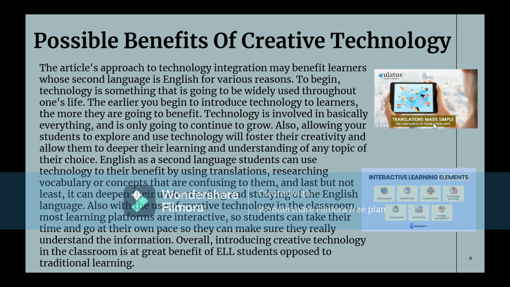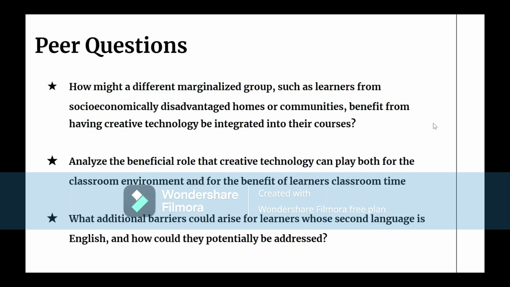My first peer question is, how might a different marginalized group, such as learners from socioeconomically disadvantaged homes or communities, benefit from having creative technology integrated into their courses? The second is, analyze the beneficial role that creative technology can play both for the classroom environment and for the benefit of learning and of learners' classroom time. Lastly, what additional barrier could arise for learners whose second language is English, and how could they potentially be addressed?